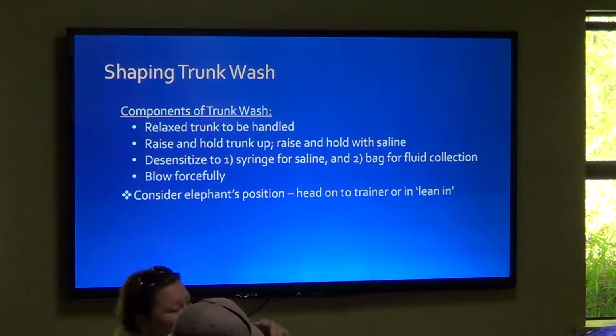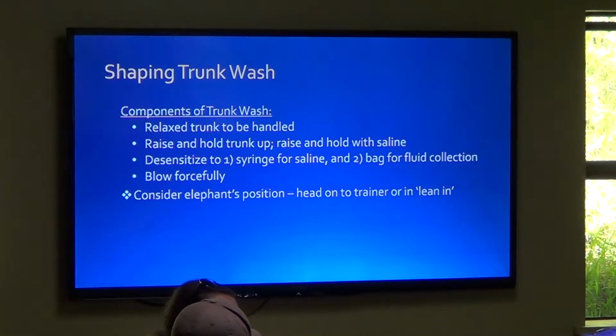Okay, and I know everybody isn't training trunk washes on elephants, but the reason that I want to show you this is, again, just to describe some of the steps, some of the small approximations that are used in training a behavior. So when you're developing a shaping plan and thinking about the behavior you're going to train, I find it really helpful to look at the components of that behavior. Does it have desensitization elements? Does it have parts of the behavior that require the animal to be in a particular position or location or things like that? So identify as best you can all of those different components of the behavior.